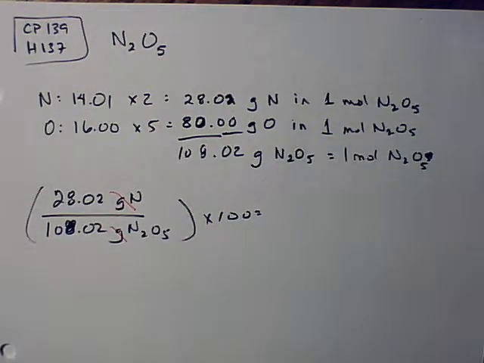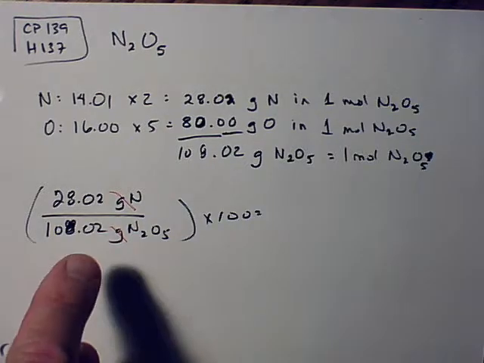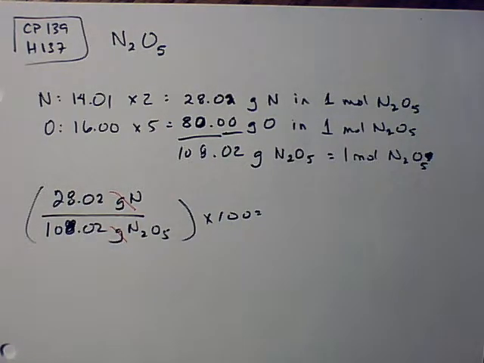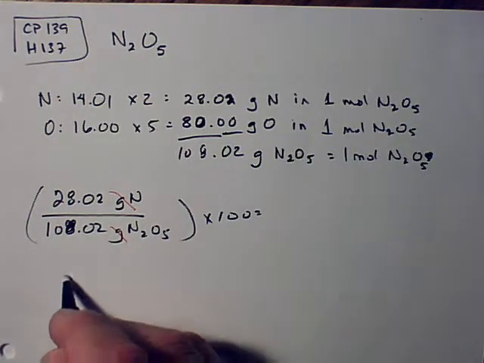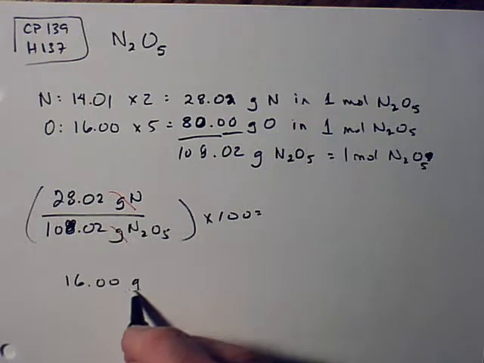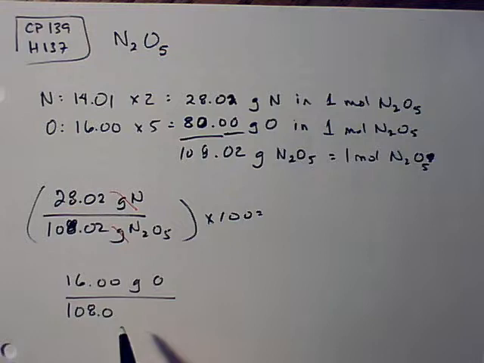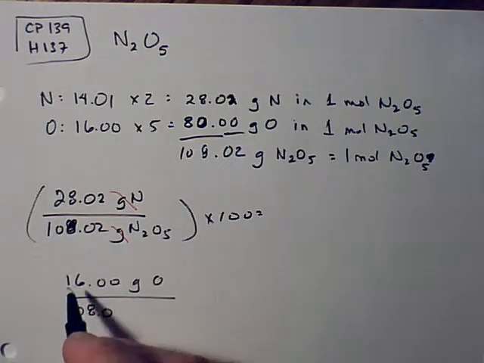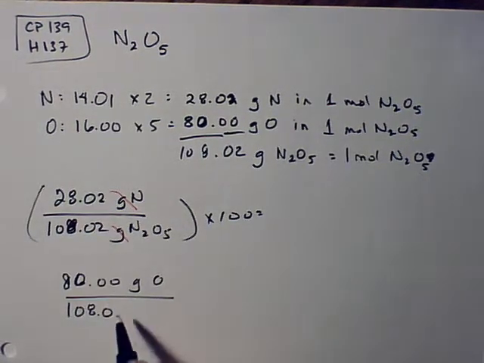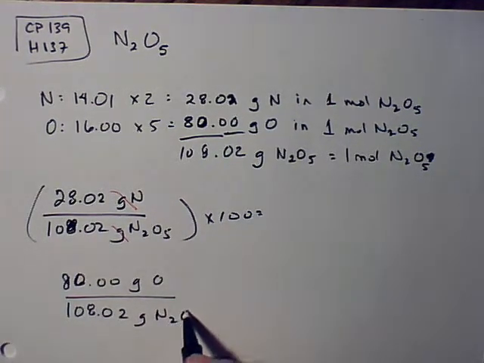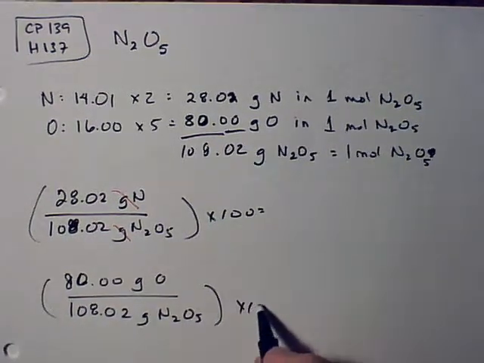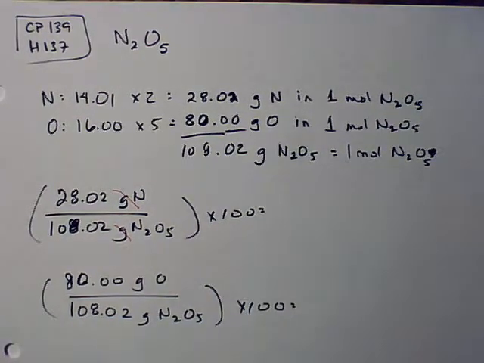What? I got to find out both of them. Or that's just for oxygen in the question? Okay, well, that's how you find it for that. So if we're just finding oxygen, then we take 16.00 grams of oxygen over 108.02 grams of N2O5 times 100, maybe slightly less than 80%.